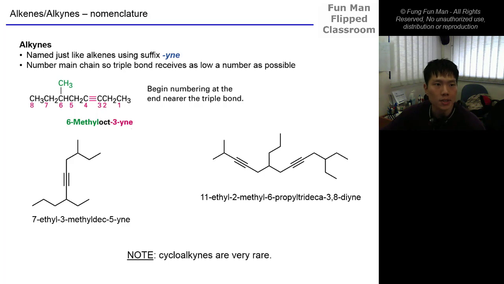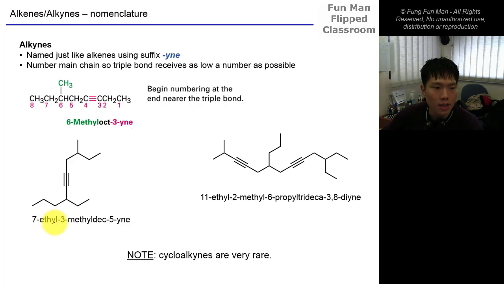For alkynes, these are just named like the alkenes, but with the suffix -yne. So we number the main chain so that it contains the triple bond, and of course the numbering should be as low as possible. We begin numbering at the end nearer to the triple bond. So in this case, 1, 2, 3. Right? 6-methyl oct-3-yne, because this is the main functional group in the molecule.